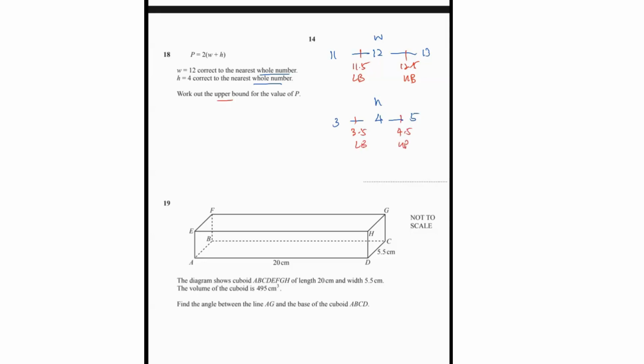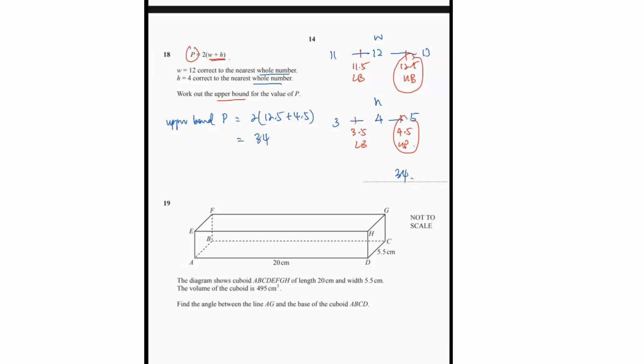Work out the upper bound value of P. Now you're adding two things up. If you're adding two things up, the upper bound of a sum is just the upper bound of each of its components. So the upper bound of P is 2 times the upper bound of W plus the upper bound of H. Now, if you're doing times and divide, it's a different reasoning. But this one is 34. Easy, 2 marks.